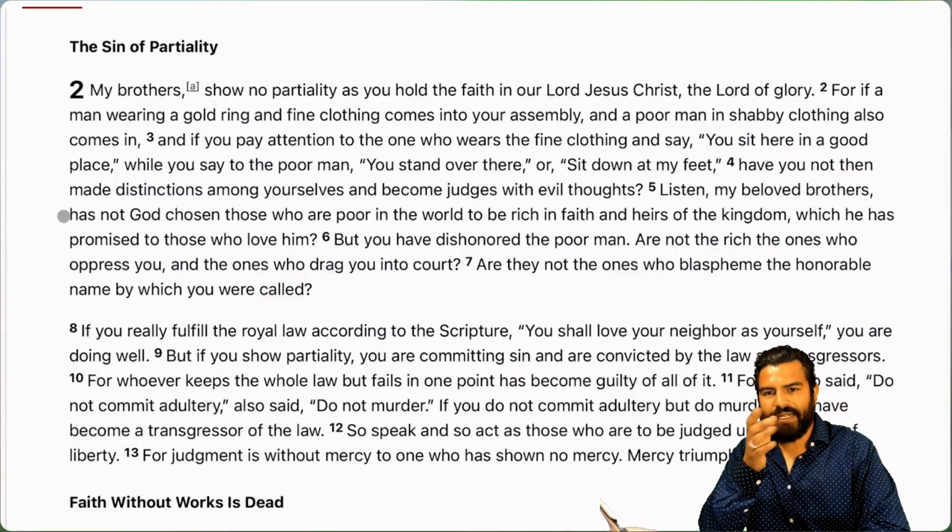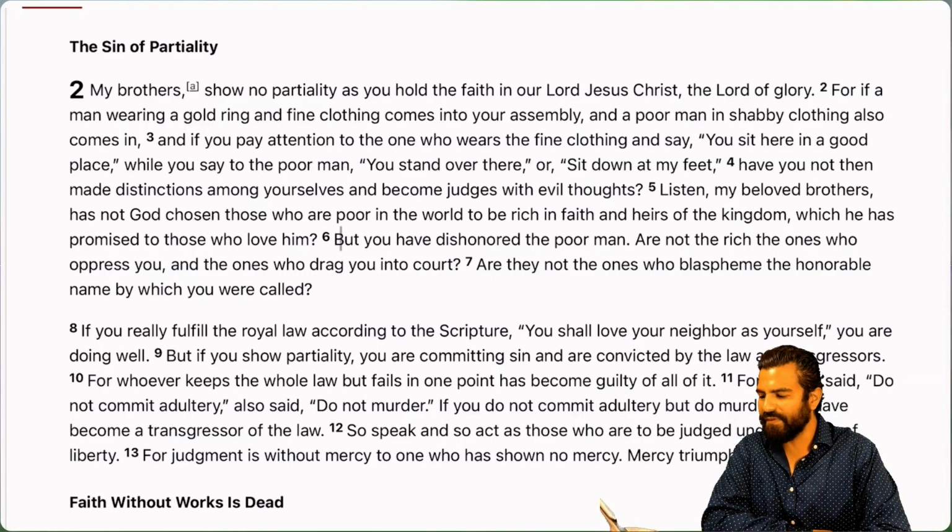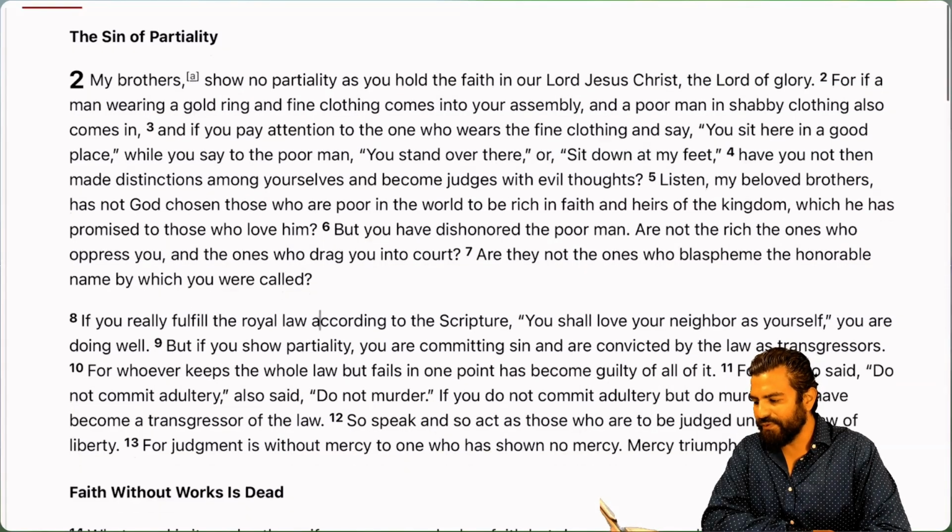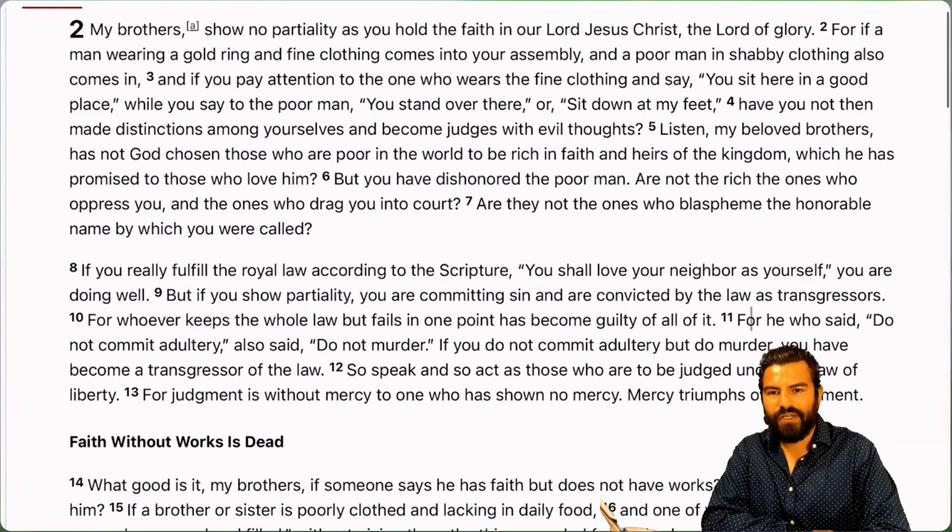Listen, my beloved brothers, has not God chosen those who are poor of this world to be rich in faith and heirs of the kingdom, which He has promised to those who love Him? But you have dishonored the poor man. Are not the rich ones the ones who oppress you, who will drag you into court? Are not they the ones that blaspheme the honorable name by which you were called? If you really fulfill the royal law according to Scripture, you shall love your neighbor as yourself, you are doing well. But if you show partiality, you are committing sin and convicted by the law as transgressors.